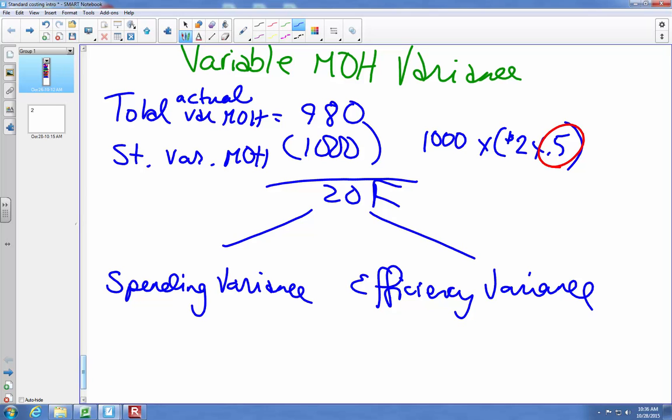Spending, is that talking about quantity or rate? It's talking about rate. So what goes inside the parentheses? Whatever the title of the variance is goes in the parens, right? So always set that up first. Actual rate minus standard rate.